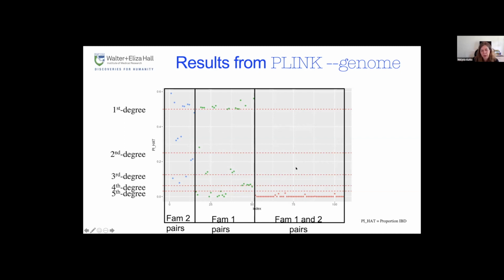But then, disappointingly, when she looked at individuals where one individual's from family 1 and one individual's from family 2, she didn't see any close relationships.